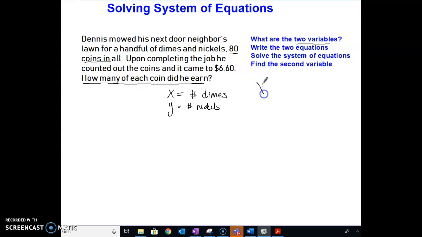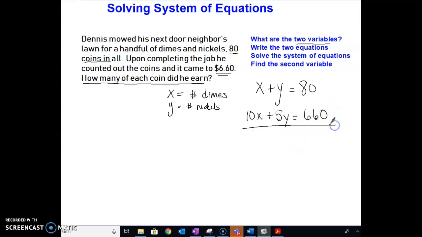So one of the equations could be the number of the nickels plus the number of dimes, or vice versa, equals 80. The number of dimes and nickels, there was a total of 80. The second equation, I am going to use the actual amount. I know if I had 1 dime, it's worth 10 cents. If I had 30 dimes, it would be worth 300 cents. So I am going to write that 10 times the number of dimes will give me my total amount that I have in dimes, plus 5 cents times the number of nickels I have to equal, now I'm going to write 660 because I'm talking about the total cents.